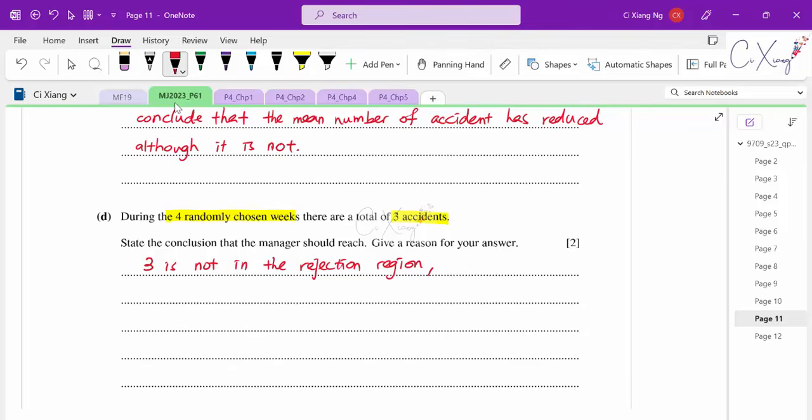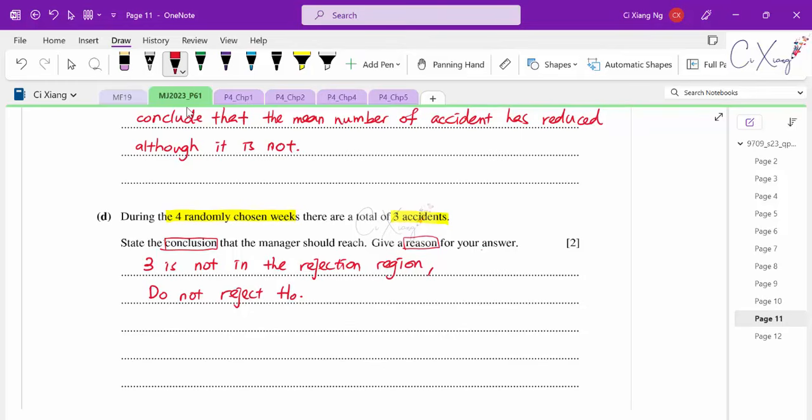It is in the acceptance region, so we actually do not reject the null hypothesis. This is a conclusion that we can make. Okay, so 3 is not in the rejection region is the reason. Then the conclusion is do not reject the null hypothesis. So the conclusion would be here. Alright, so this is how we answer part D.